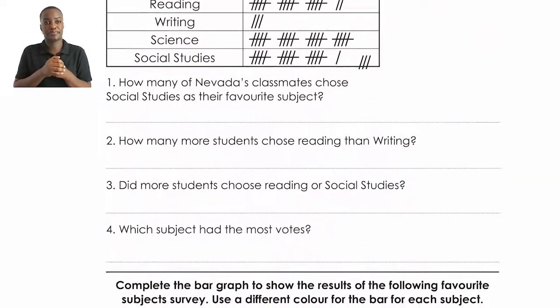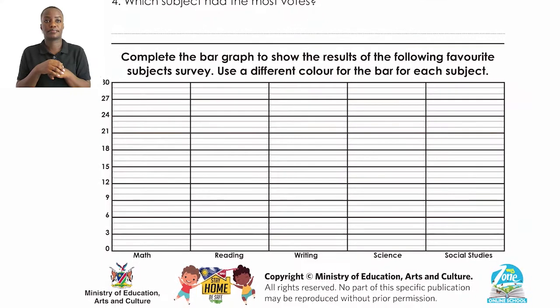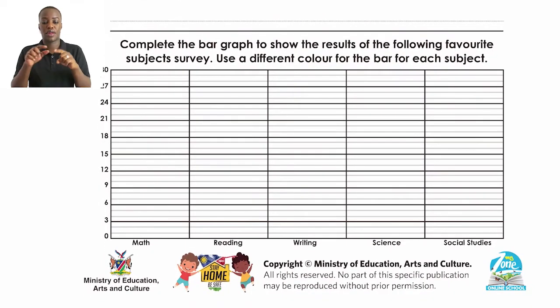Let us now move down to the bar graph that we are seeing. The instruction says complete the bar graph to show the results of the following favorite subject survey. Use a different color for the bar for each subject. Now I know this is a very new thing for you, but don't worry, this is why I'm here. I'm here to help you understand.